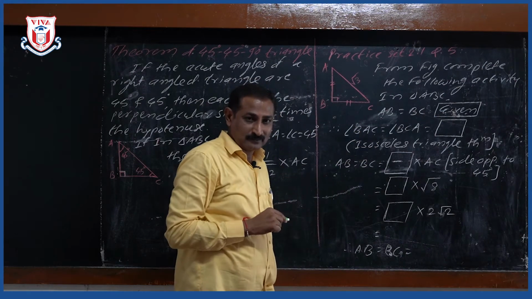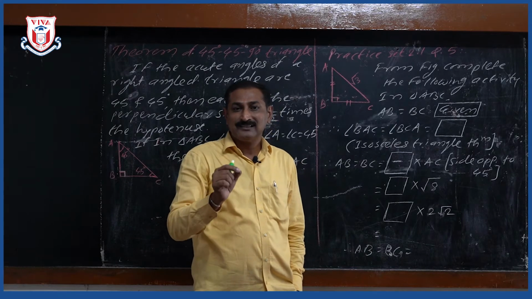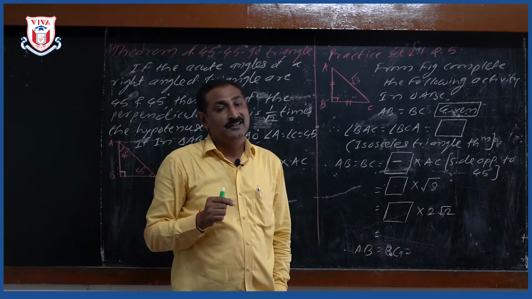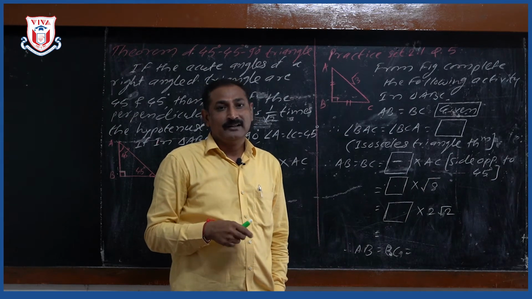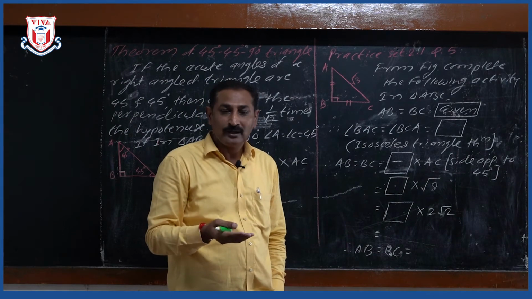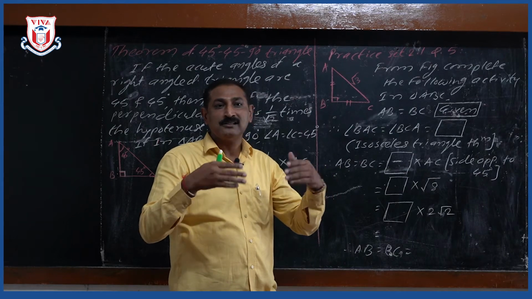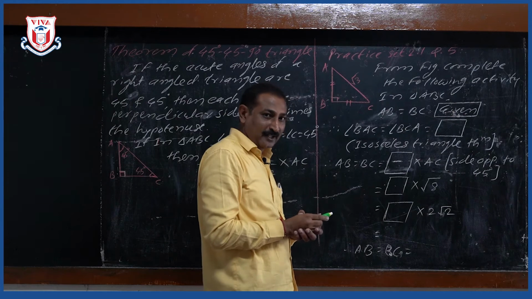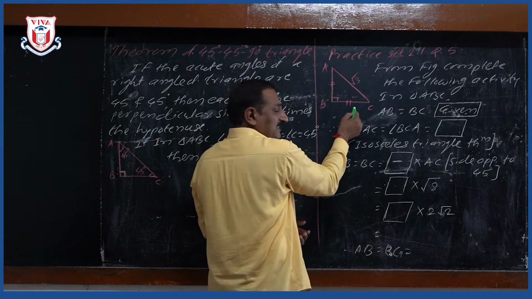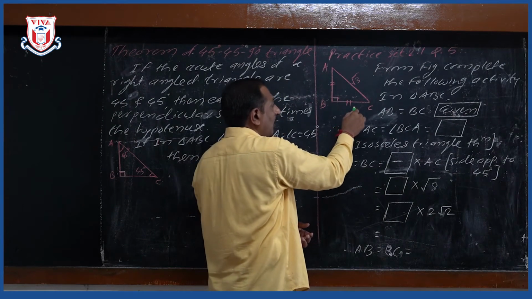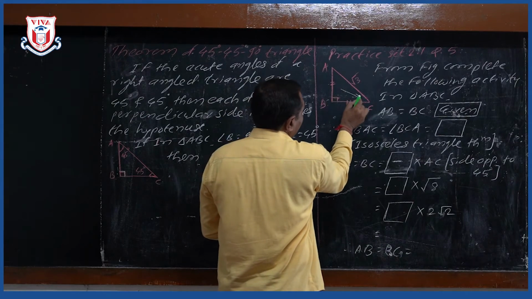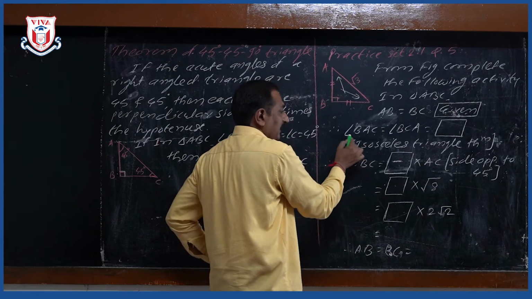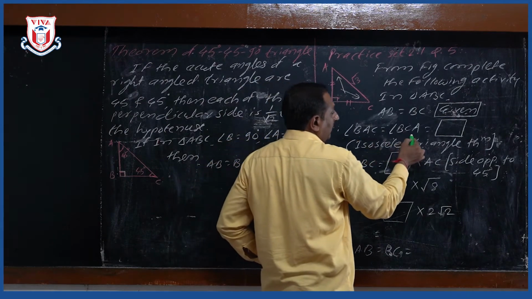How is that? You studied the isosceles triangle theorem. What is the isosceles triangle theorem? In a triangle, if two sides are congruent, then their opposite angles are also congruent. Here, triangle ABC is an isosceles triangle. Sides AB and BC are equal. Hence, its opposite angles, angle C and angle A, are congruent. Hence, I write here angle BAC is equal to angle BCA.